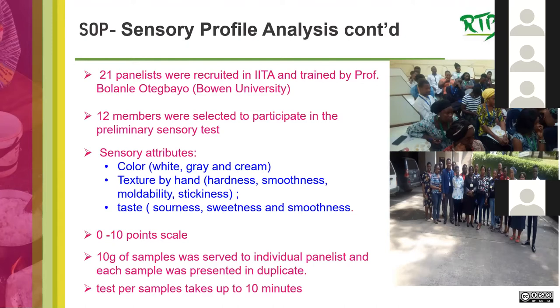The sensory attributes were color, texture by hand, and taste. The scale is a 0 to 10 point scale. 10 gram of sample was served to individual panelists, and each sample was presented in duplicate. Testing per sample takes up to 10 minutes.